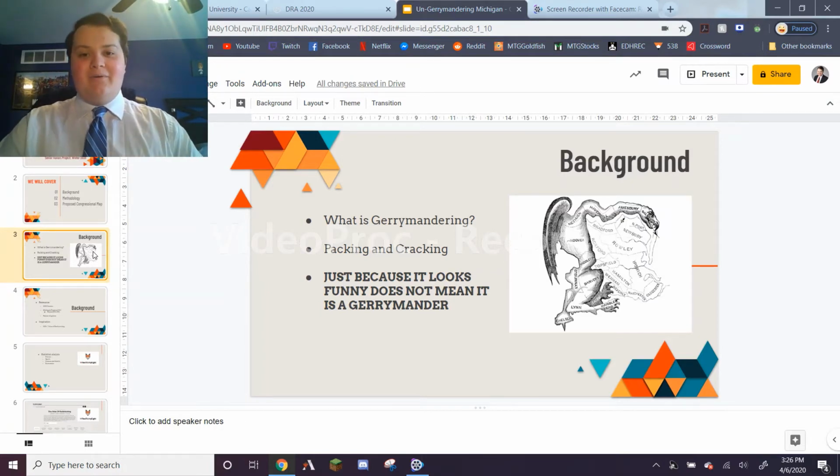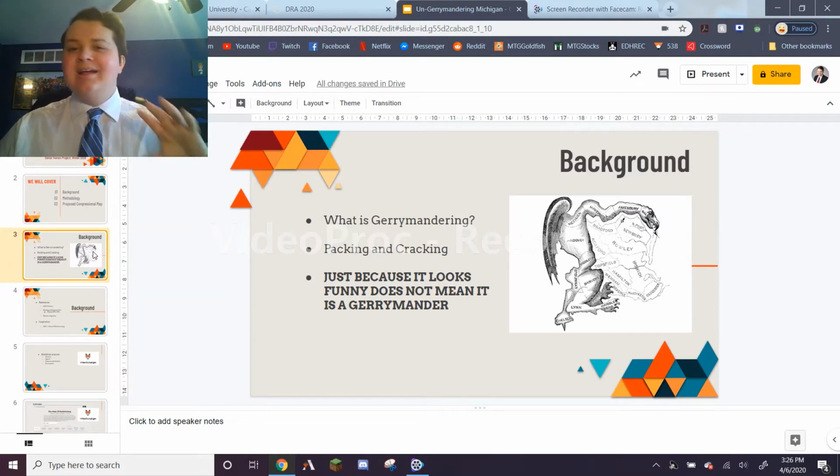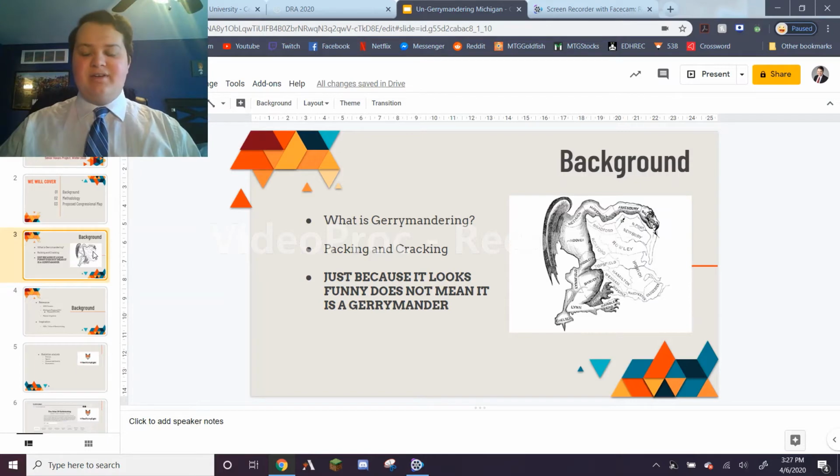Another motto I try to go by, because I think people don't fully understand this as we talk about gerrymandering today, is that just because a district looks funny, because it looks misshapen, because it doesn't look like a perfect circle or square, does not mean that it's a gerrymander. Gerrymandering is a process that's done very intentionally to carve out certain areas to benefit one party or one person or some sort of interest.